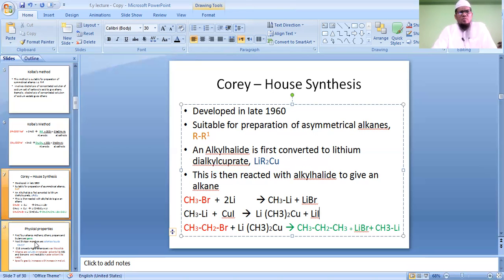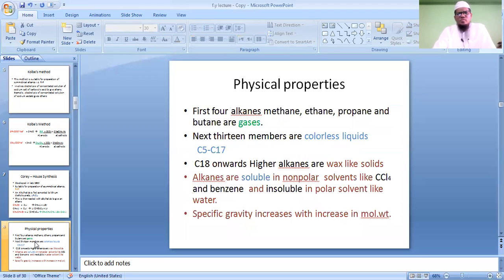Now let us come to physical properties. Physical properties means properties which can be seen easily, जिसको हम देख सकते हैं, महसूस कर सकते हैं. Those are called physical properties, which can be experienced by means of physical touch.